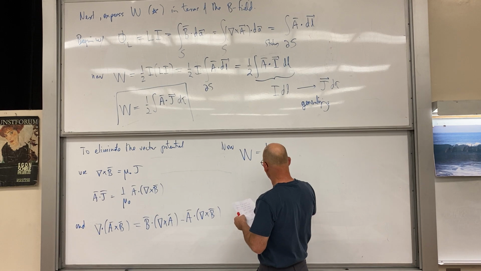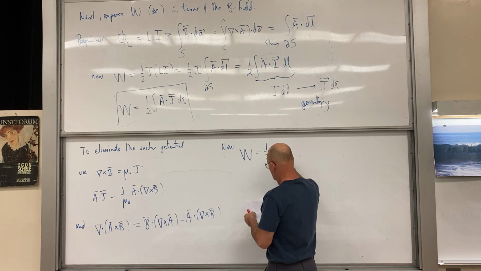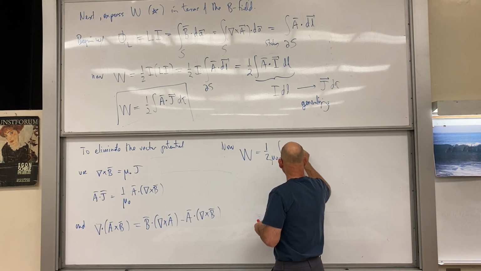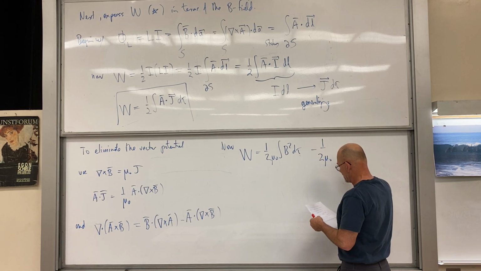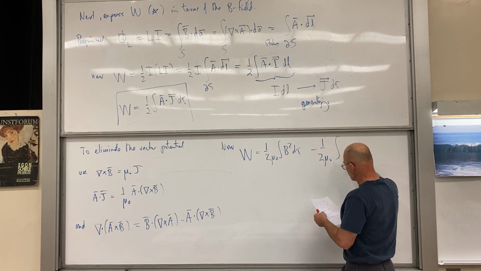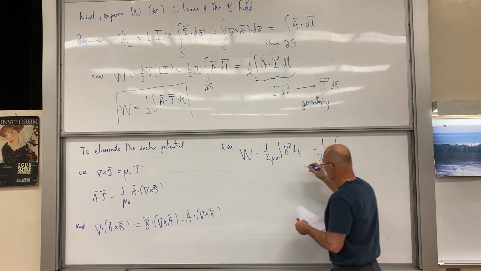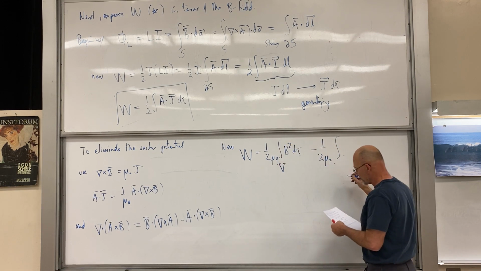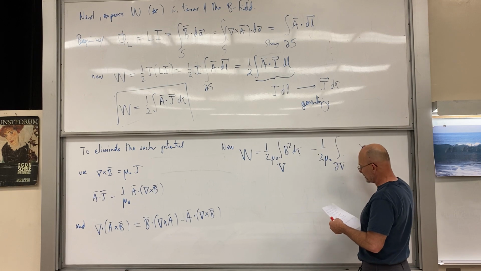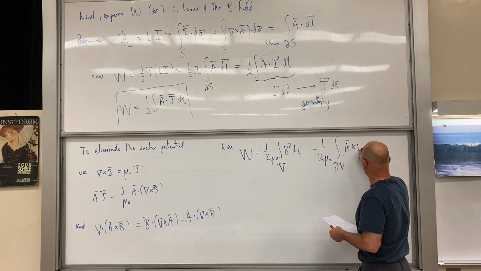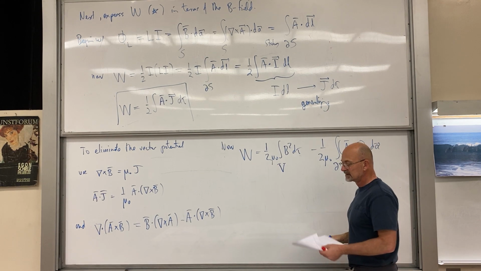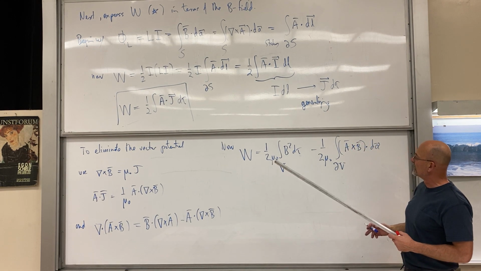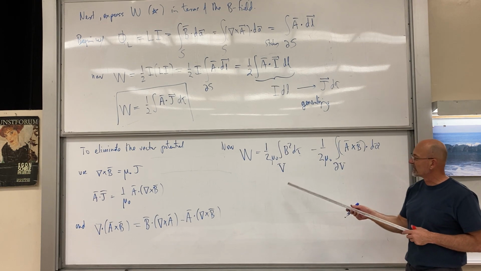So we get 1/2 mu naught integral B squared d tau minus 1/2 mu naught integral over the volume of the divergence of A cross B. Let me just write this volume. Maybe I should have not skipped this step. Then A cross B dot dA. Okay, so I skipped this step, but we can easily reconstruct.